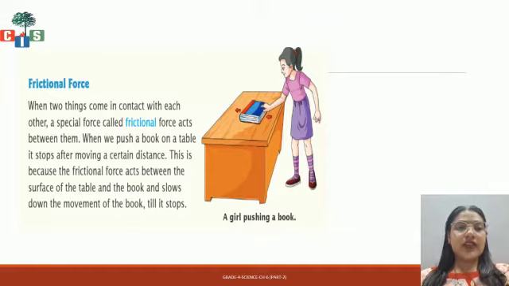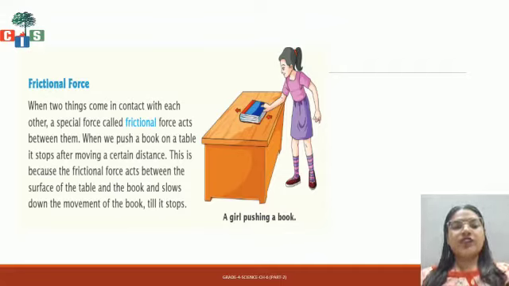When two things come in contact with each other, a special force called the frictional force acts between them. When we push a book on a table, it stops after moving a certain distance. This is because the frictional force acts between the surface of the table and the book and slows down the movement of the book till it stops.